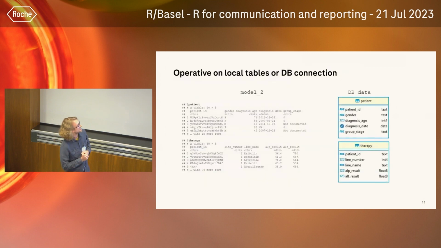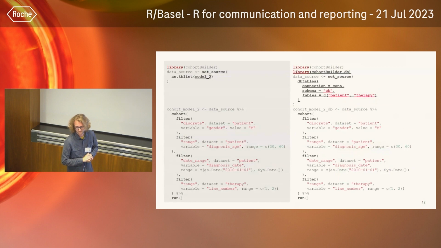But we also wanted to provide the possibility to work with a database because this was our case. So if we now say that the model 2 is also stored in the database, we can easily change the source from TB list, so the list of data frames, into the DB tables object, which is actually the list of connections to the tables in the database. So configuration stays the same. We just switch the source.